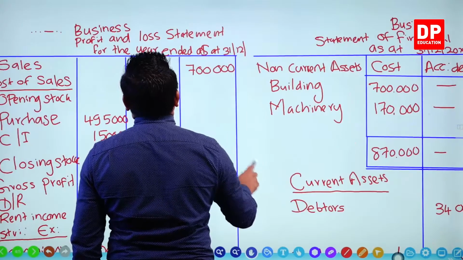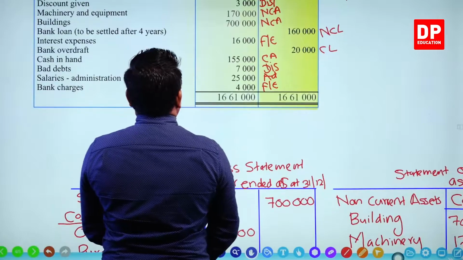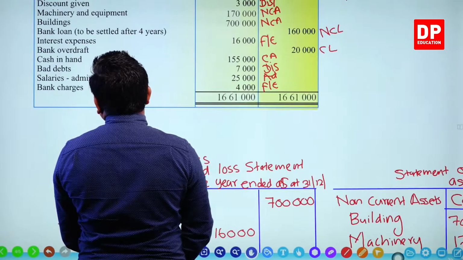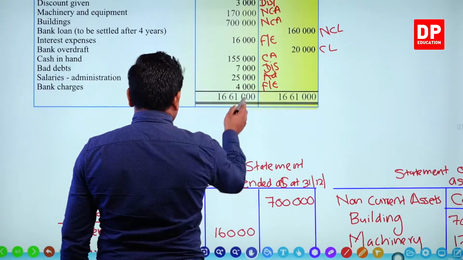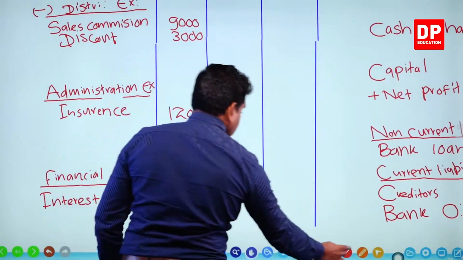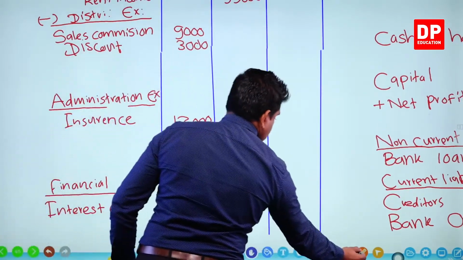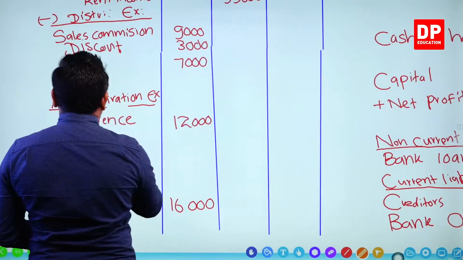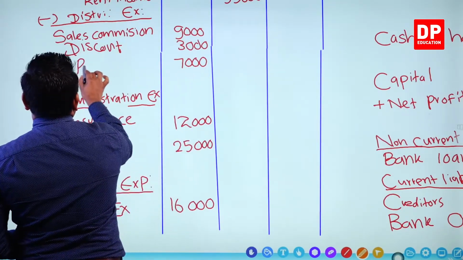Now, next. There are three more. One is bad debt 7,000. Salary is 25,000. Bad debt 7,000. Do you remember the salary? It is 25,000. This is bad debts.